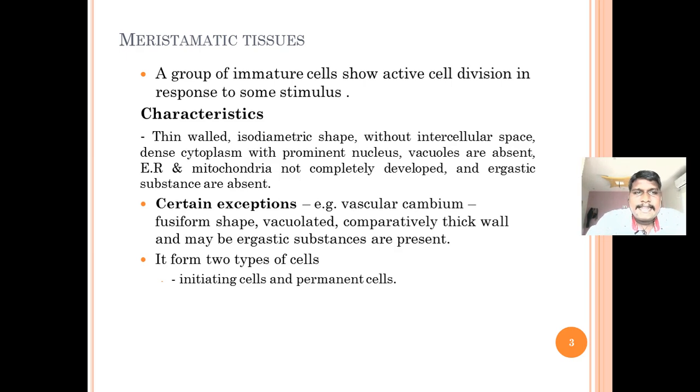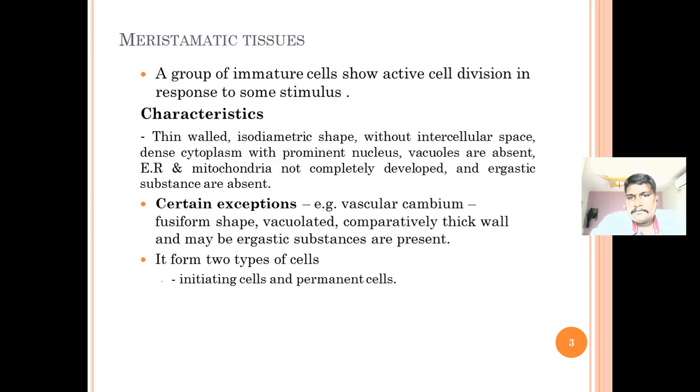When it comes to the characteristics of the meristematic tissues, it is thin-walled and isodiametric in shape, without intercellular space. It has a very dense cytoplasm with a prominent nucleus. A very good active nucleus is present in meristematic tissue. Vacuoles are absent. Endoplasmic reticulum and mitochondria are underdeveloped. Ergastic substances are also absent. But certain exceptions are there.